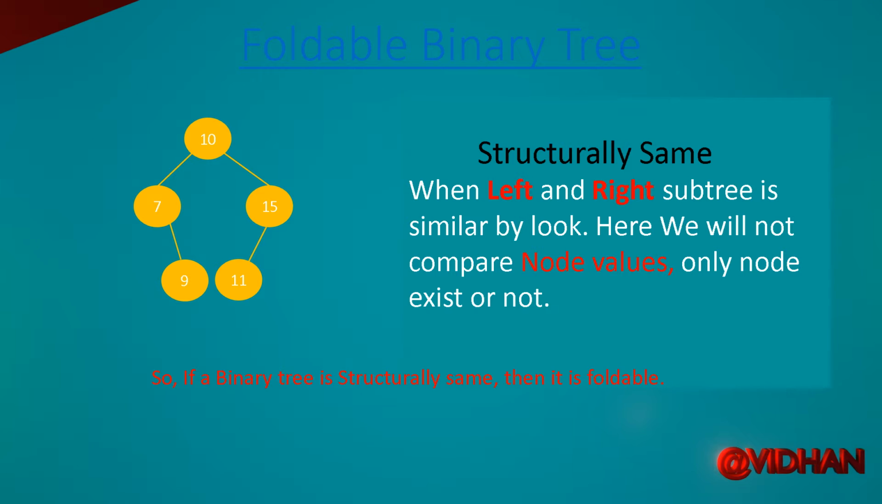Let's start. We have a question: is a binary tree foldable? A binary tree is foldable only when it is structurally the same. We have to check the left and right subtrees. We are not interested in the values of the nodes. We only have to look at whether a node exists or not.